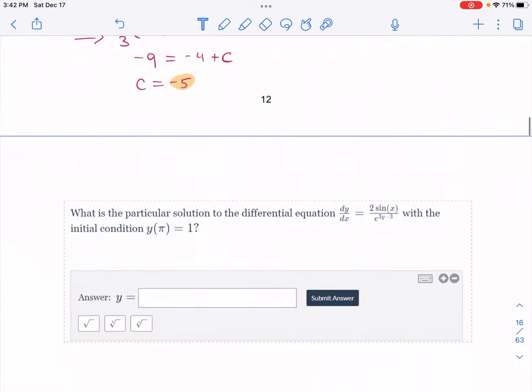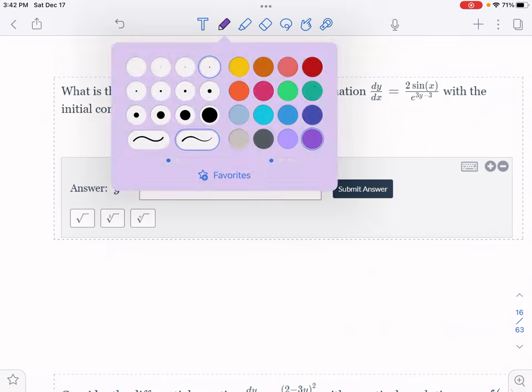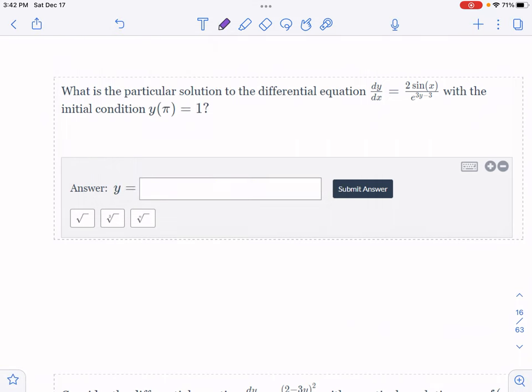Let's try one more. Okay, same thing, same process, different differential equation. So we know we've got to separate variables here, so I'm going to go right to that. So I know that dy times e to the 3y minus 3 must equal 2 sine of x dx. Okay, and again, in this case, you just think of cross multiplying. I take the antiderivative of both sides with respect to their variables.